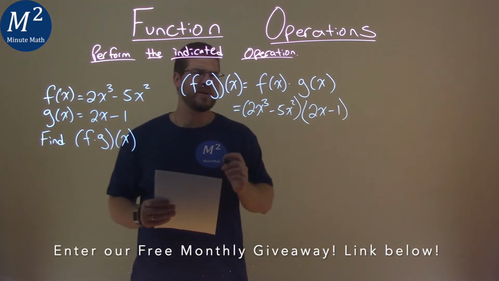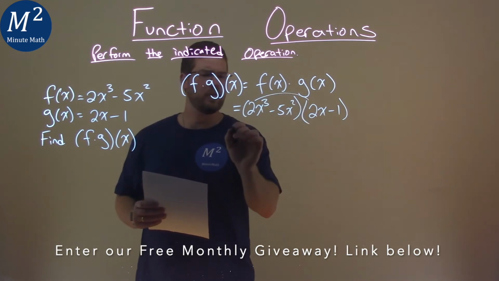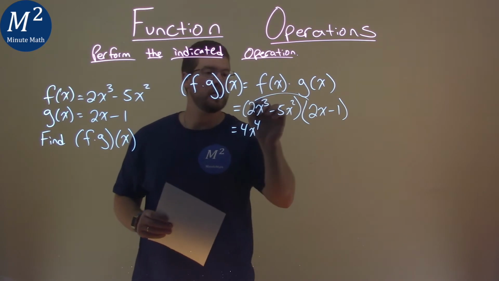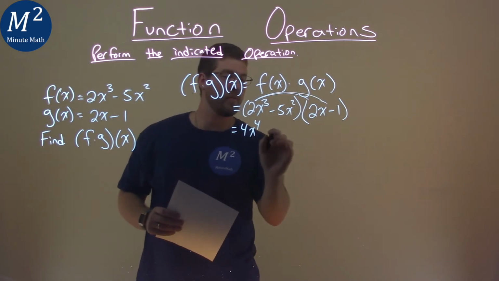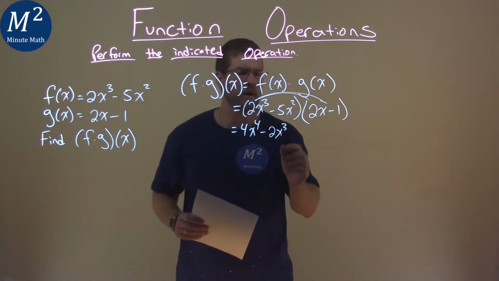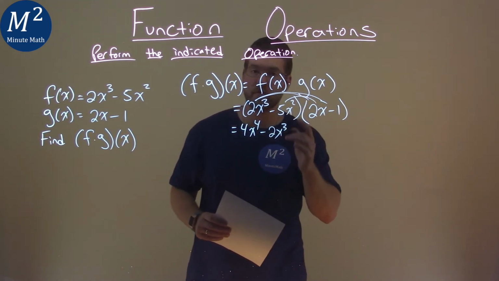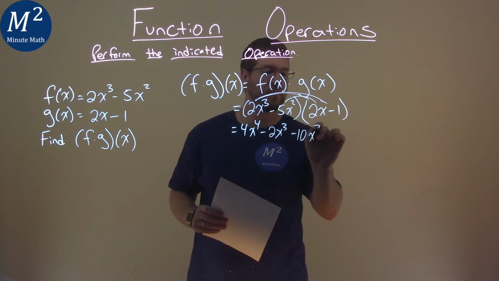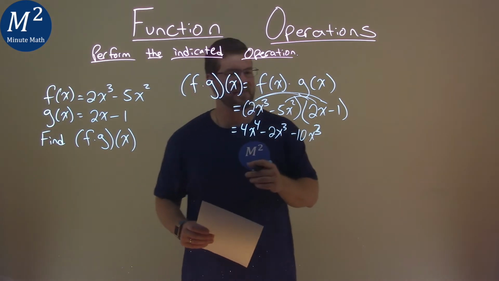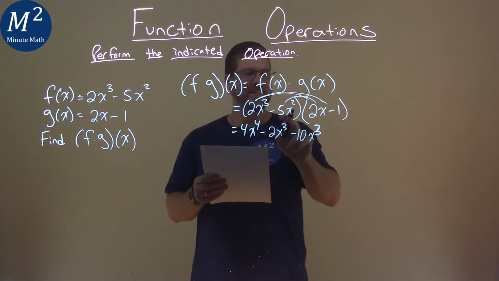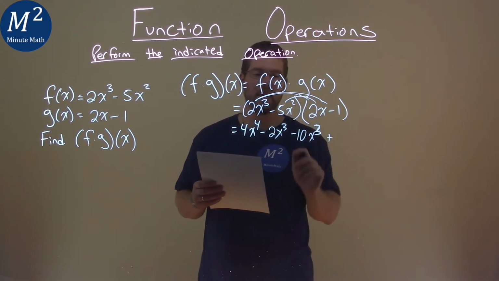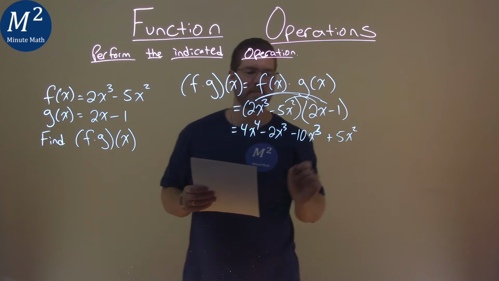Now we want to, well, FOIL. 2x to the third times 2x is a 4x to the fourth power. 2x to the third times a minus 1 is a minus 2x to the third. Keep on going. Negative 5x squared times 2x is a negative 10x to the third, excuse me. Gotta know my rules here. And negative 5x squared times a negative 1 is, well, a positive, two negatives make a positive, 5x squared.